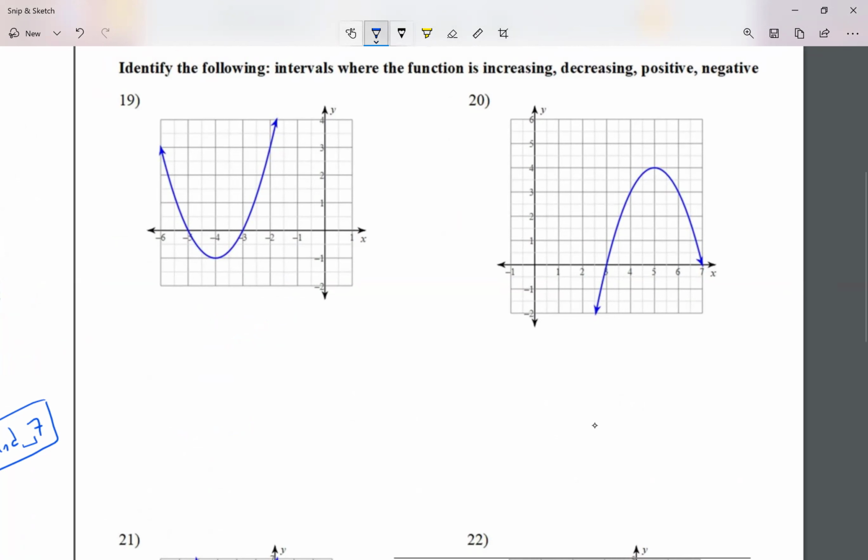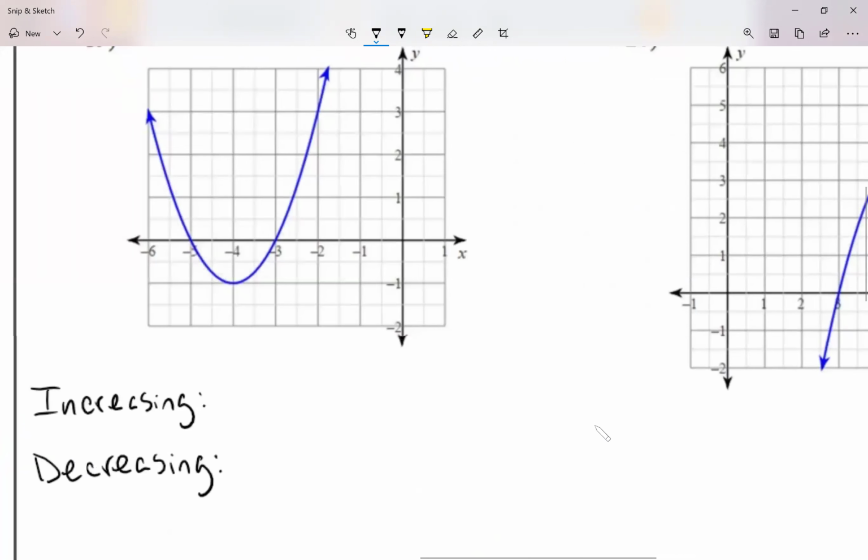My question will be, find where this is increasing and the interval when it is decreasing. That's the first thing I'm going to do, increasing, decreasing. So looking at the graph, we always travel from left to right. When you read words, we tend to read from left to right. So the same thing in math. We tend to look at the graph from left to right.